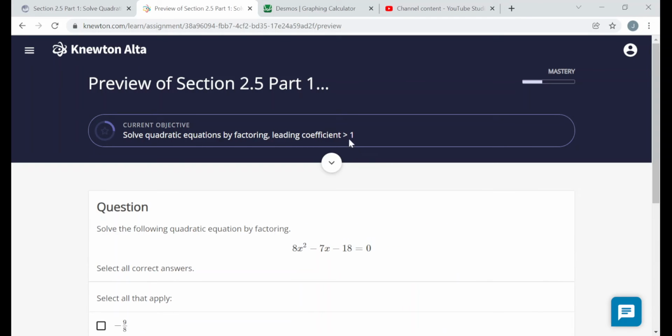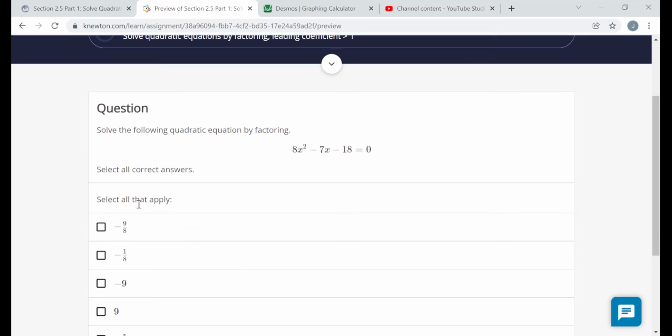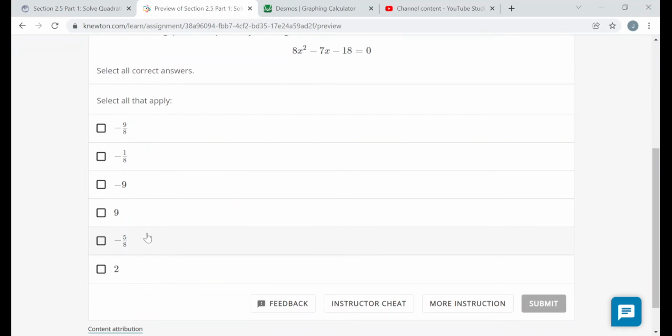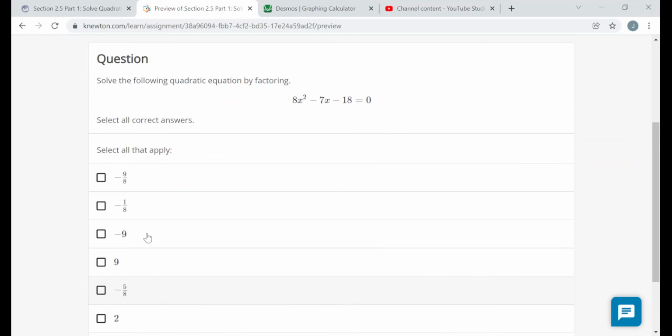Alright, now we're back to when the lead coefficient's not 1. And this time is just select all that apply, right? So there's not just one, maybe more than one of these work. Now you could go through and plug them all in and see which ones work, but let's do the factoring.